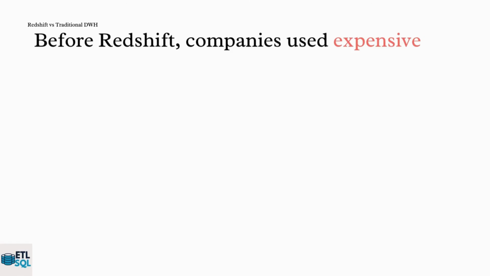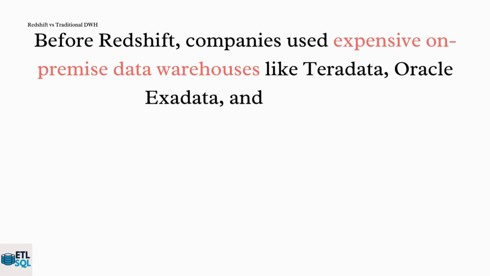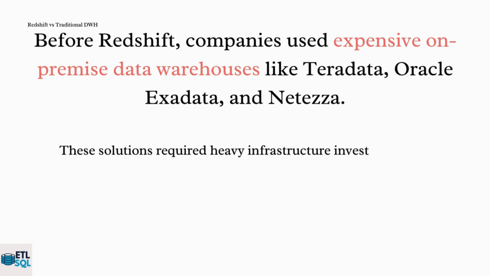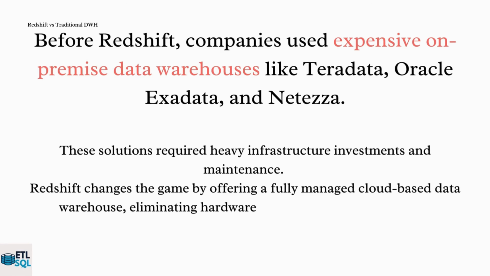Before Redshift, companies used expensive on-premise data warehouse systems like Teradata, Oracle, Netezza, but these solutions required heavy infrastructure investment upfront and an ongoing maintenance cost as well. Now, Redshift changes the game by offering a fully managed cloud-based data warehouse, eliminating hardware cost and providing seamless scalability.